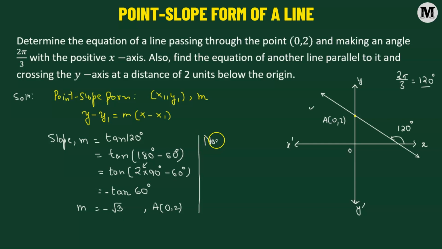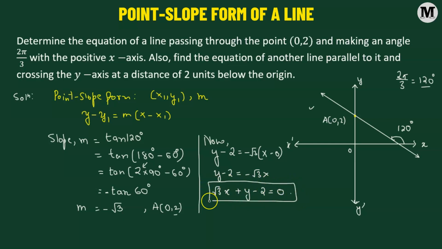Now we have y minus y1. Here y1 corresponds to the y coordinate of point A, that's simply 2. This equals the slope, negative root 3, multiplied by x minus x1, where x1 is the x coordinate of A, that's 0. So we have y minus 2 equals negative root 3 x. Rearranging the terms, we get root 3 x plus y minus 2 equals 0. This is the required equation of the line which passes through the point (0, 2) and makes an angle of 120 degrees with the positive x-axis.